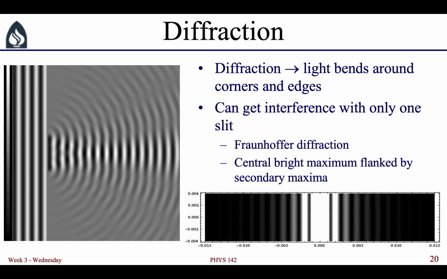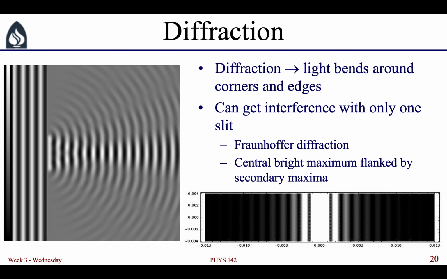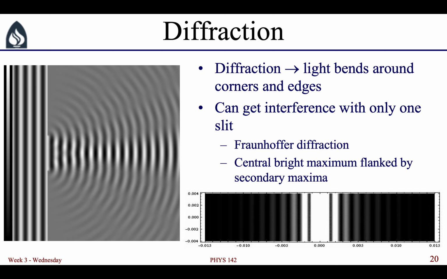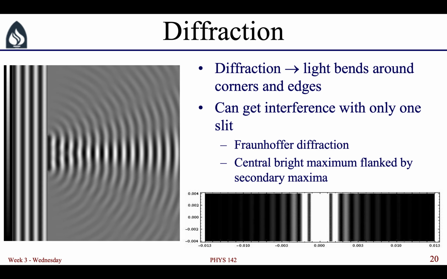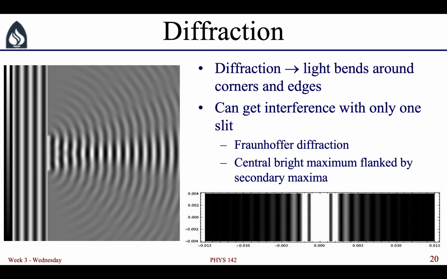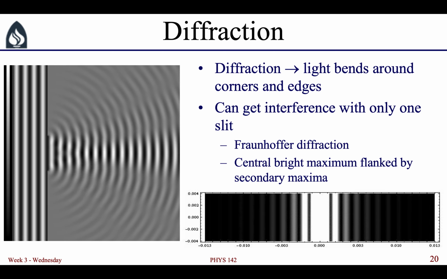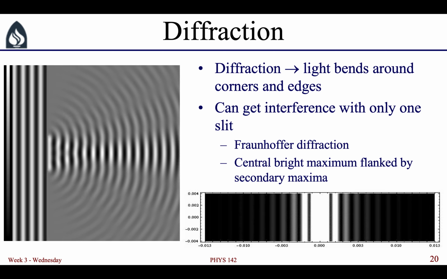So what ends up happening is that the waves from different parts of the slit interfere with each other and cause constructive and destructive interference. The type of pattern you get with just one single slit is known as the Fraunhofer diffraction pattern. And it looks something like this.